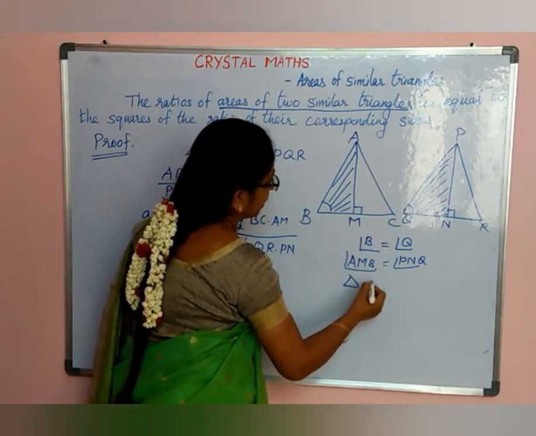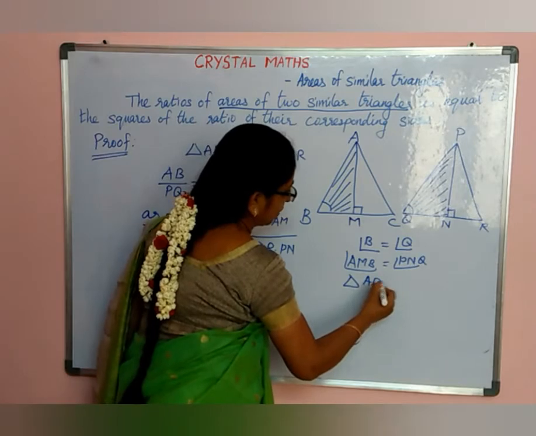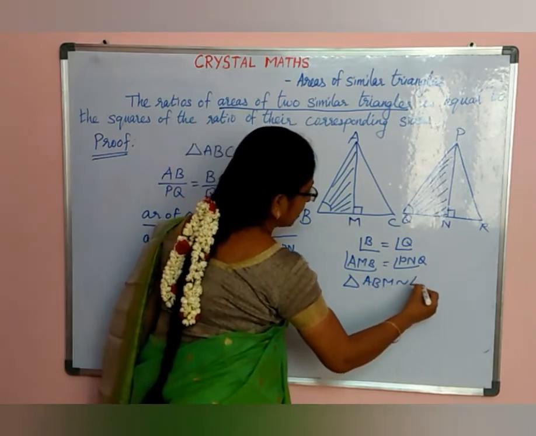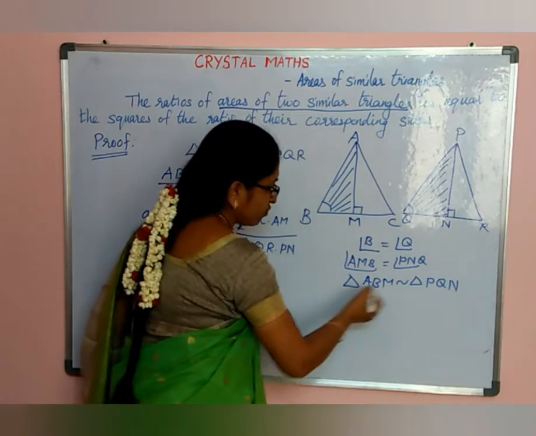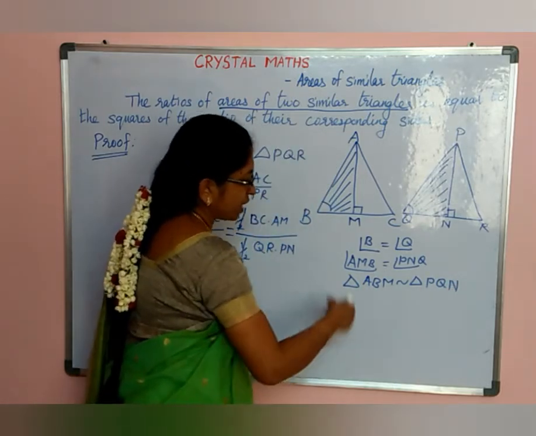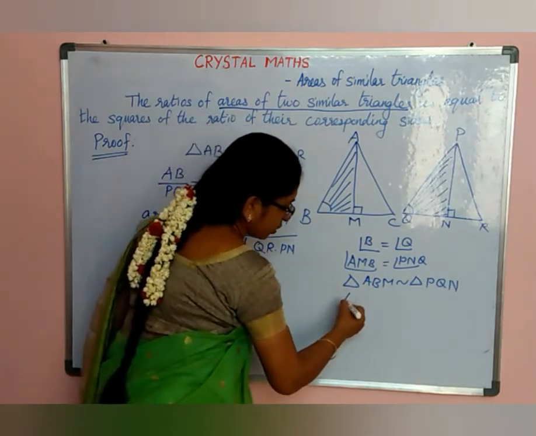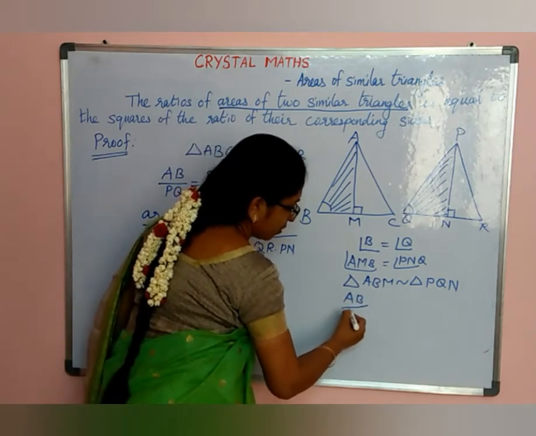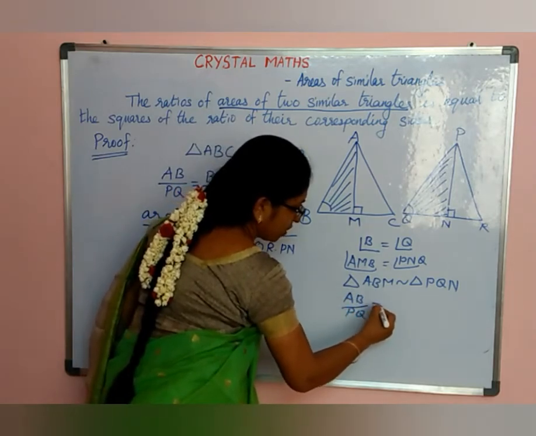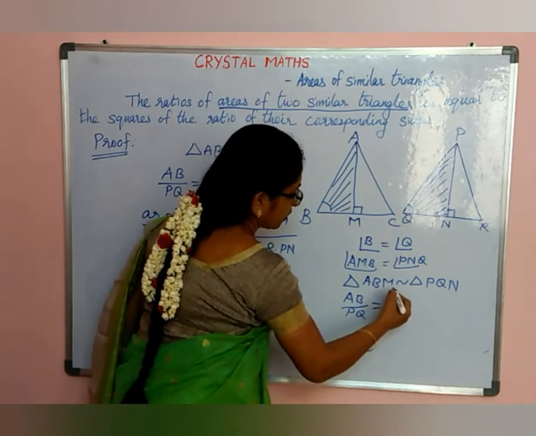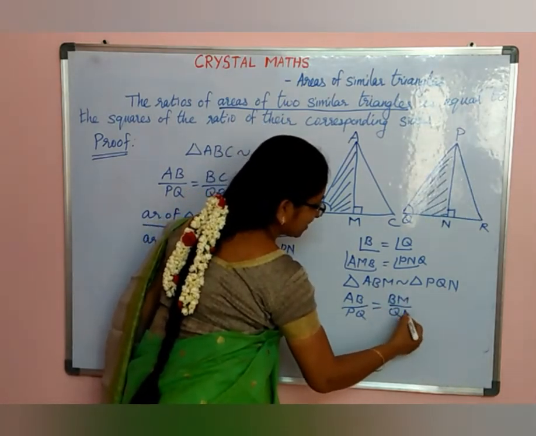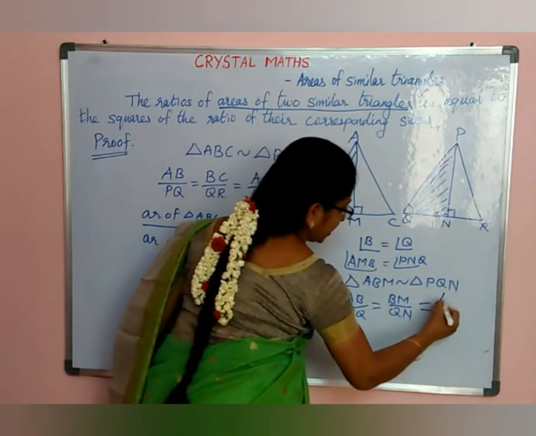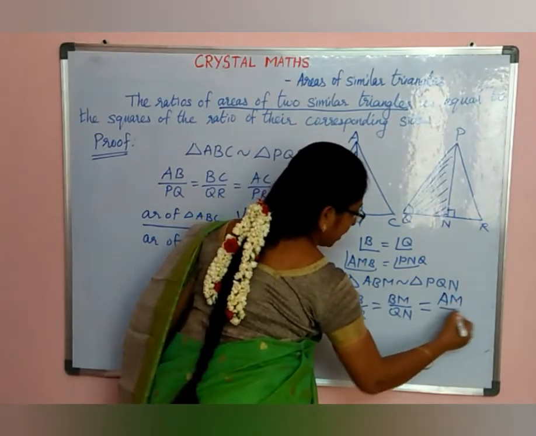So we can tell that triangle ABM is similar to triangle PQN. If these two triangles are similar, immediately the ratios follow. That is, AB by PQ will be equal to BM by QN, the ratios are similar, right? That is nothing but AM by PN.